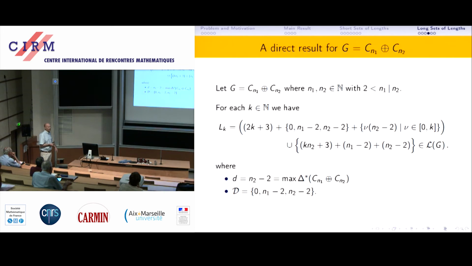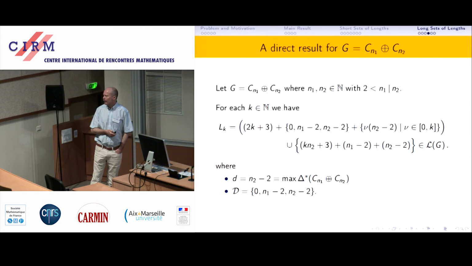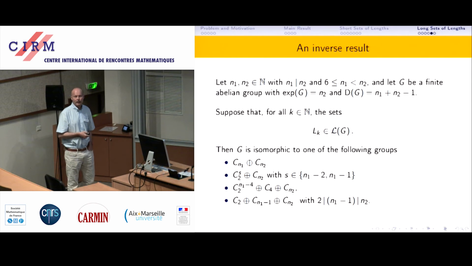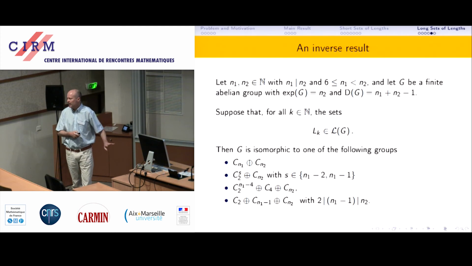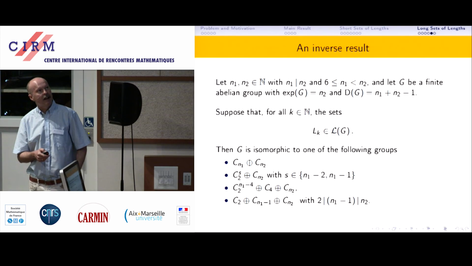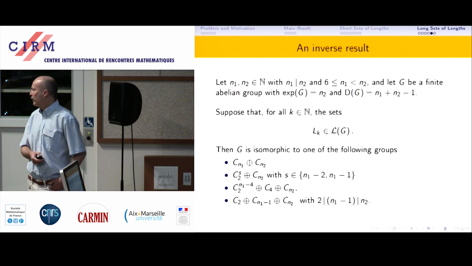I'm pretty sure that every one of you needs maybe half an hour or an hour to figure out that these sets are really sets of lengths over this group. But of course this is not enough. What is really needed is an inverse result. Suppose you have a group, and you omit some extremal cases. You have a group with this exponent and a given Davenport constant, and if you suppose that the sets before pop up as sets of lengths, then you can show it is really this group, or several other extremal cases which have to be excluded in a different way. So these sets LK, with this period D and the difference n2 minus 2, do not only pop up here, but they are more or less characteristic.